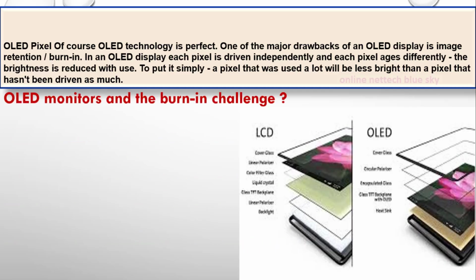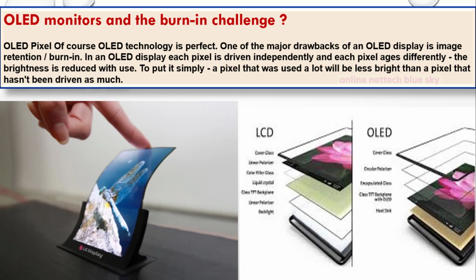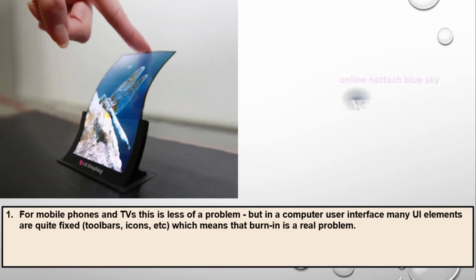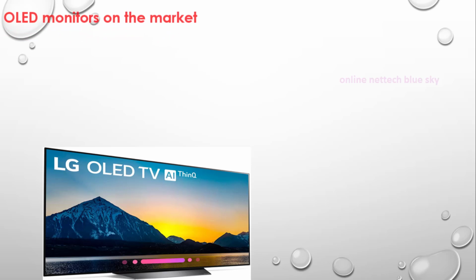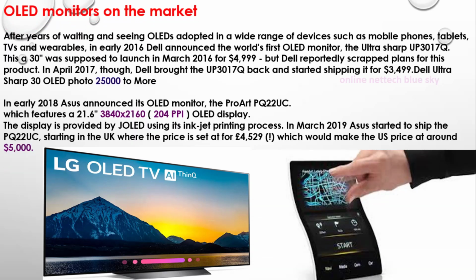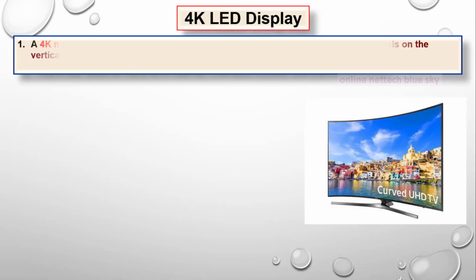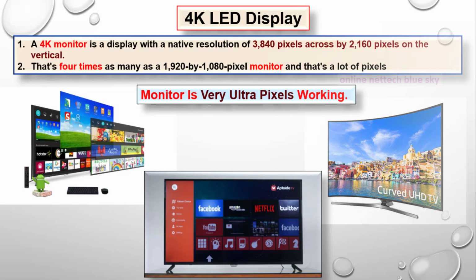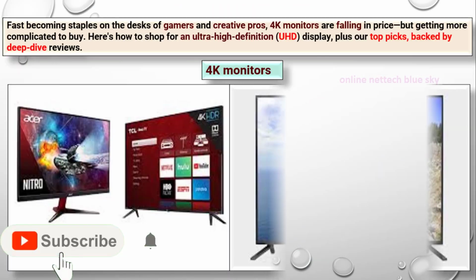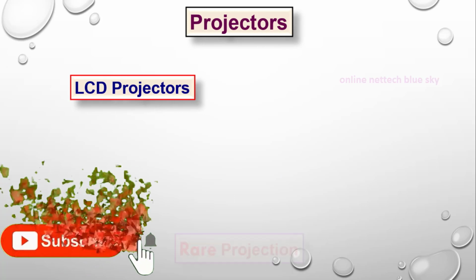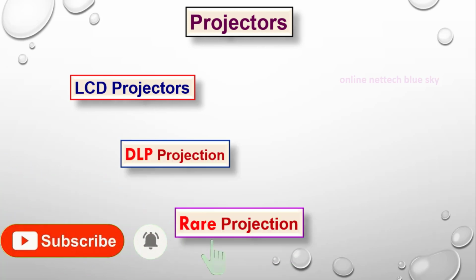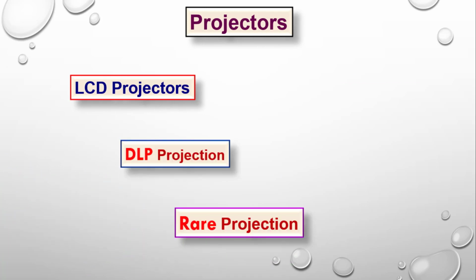Okay, so what is OLED and how does it work in your system, the structure of OLED, and how OLED monitors work, the challenges, one type of marketplace. OLED market, how this works, and it is very important to understand what is 4K LED technology, what is 4K and very ultra pixel working. You can see here what is the projector technology, three types of technology I created in my previous video, very important to understand about the projector.